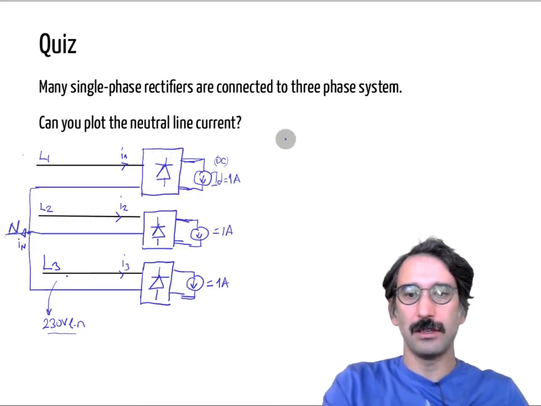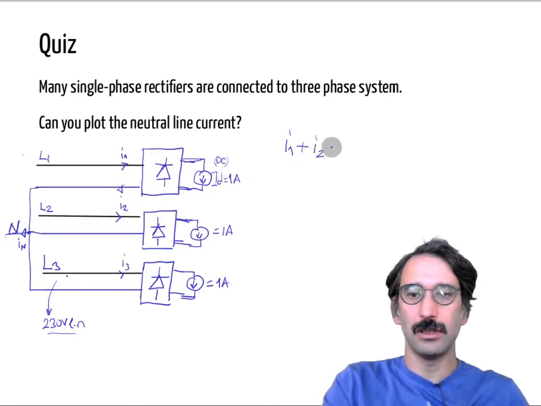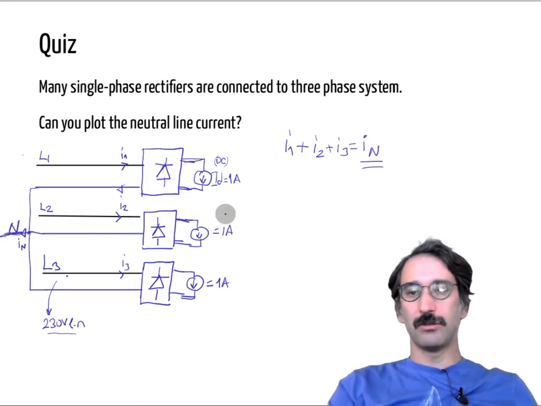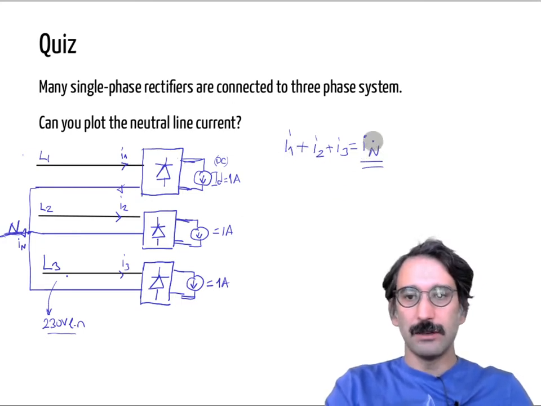If you have I1, and it will be the same current from here, plus we will have the I2 going through here, and then we will have the I3. All those things will be equal to our neutral line current going to the transformer or your building or whatever. Then what should be the IN?